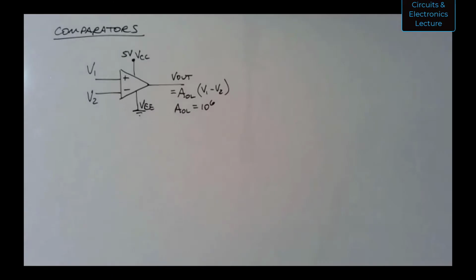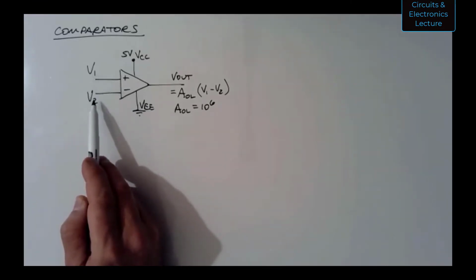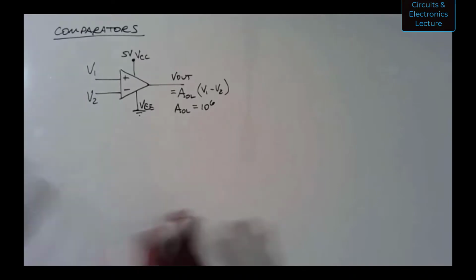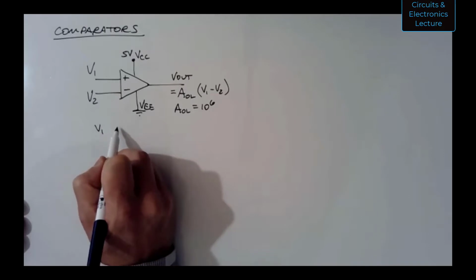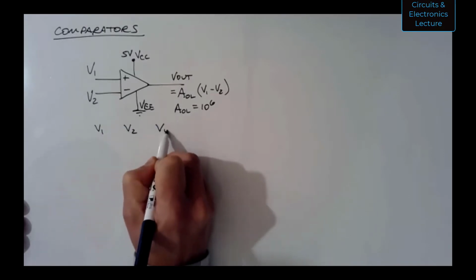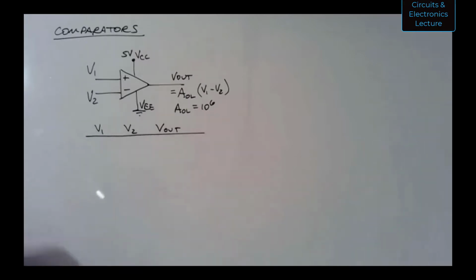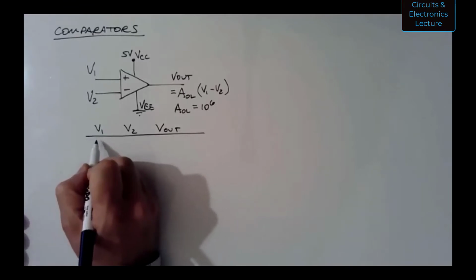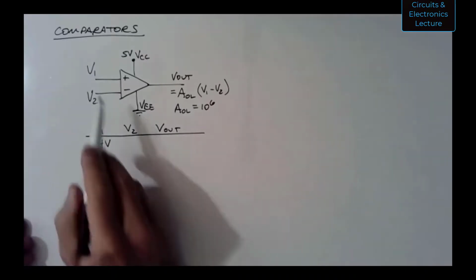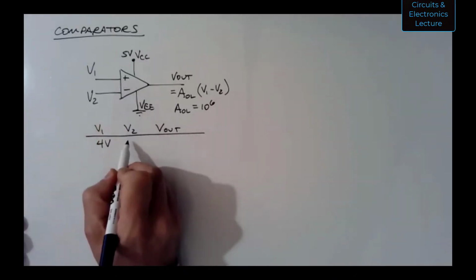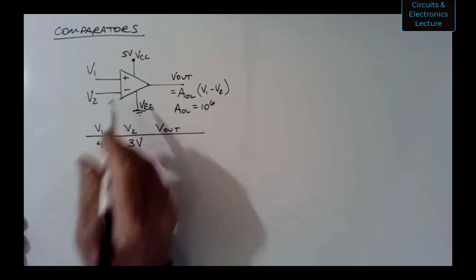What I'm going to show you is how this circuit, just as it is, makes a decision on whether V1 is greater than or less than V2. I'm going to build a table here: V1, V2, V out. So here's my table. Let's choose a couple voltages. Let me say I apply 4 volts to V1, the non-inverting input, and I apply 3 volts to the inverting input.